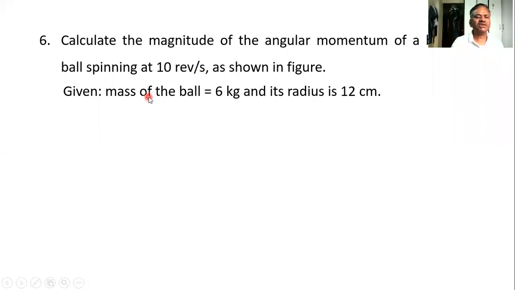As shown in the figure. What are the given quantities here? Calculate the magnitude of the angular momentum of the ball. Mass is given. And the radius is given, 12 centimeter. By reading this problem, one should have an idea. The ball is spinning, so it should be a solid sphere. This problem is related to what? Solid sphere.